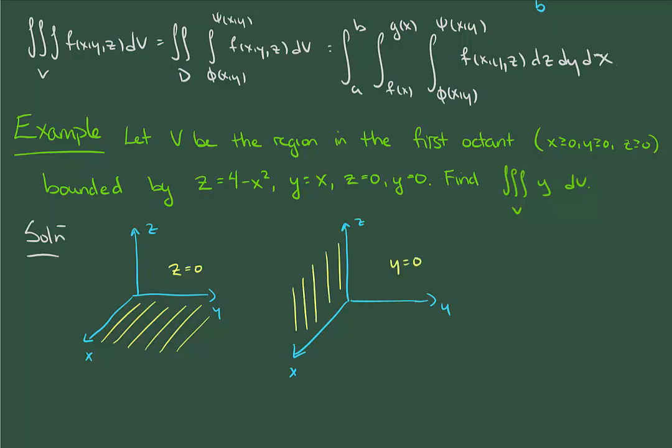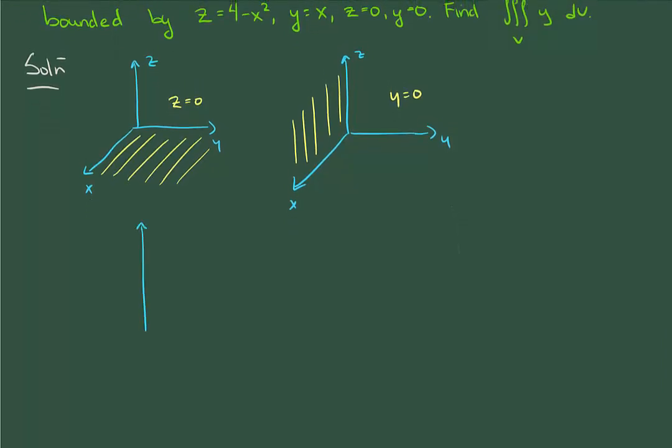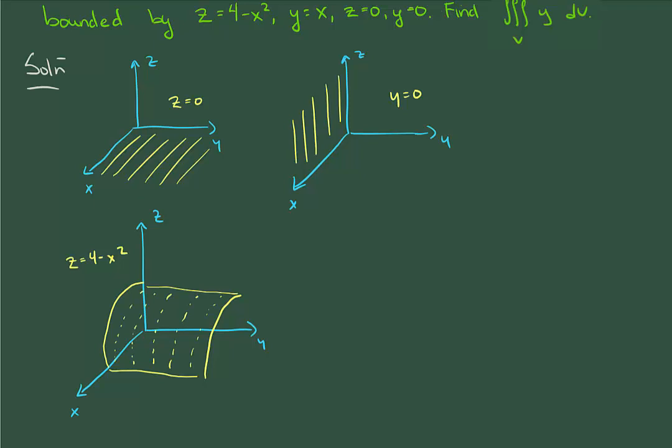Things start to get a little bit more complicated for the other two. Let's do z is equal to 4 minus x squared. And let's start by actually drawing z equals 4 minus x squared in the xz plane. Now, y doesn't matter, right? There's no y's in this. So what just ends up happening is we get this constant shell kind of coming out in the y direction, like this.